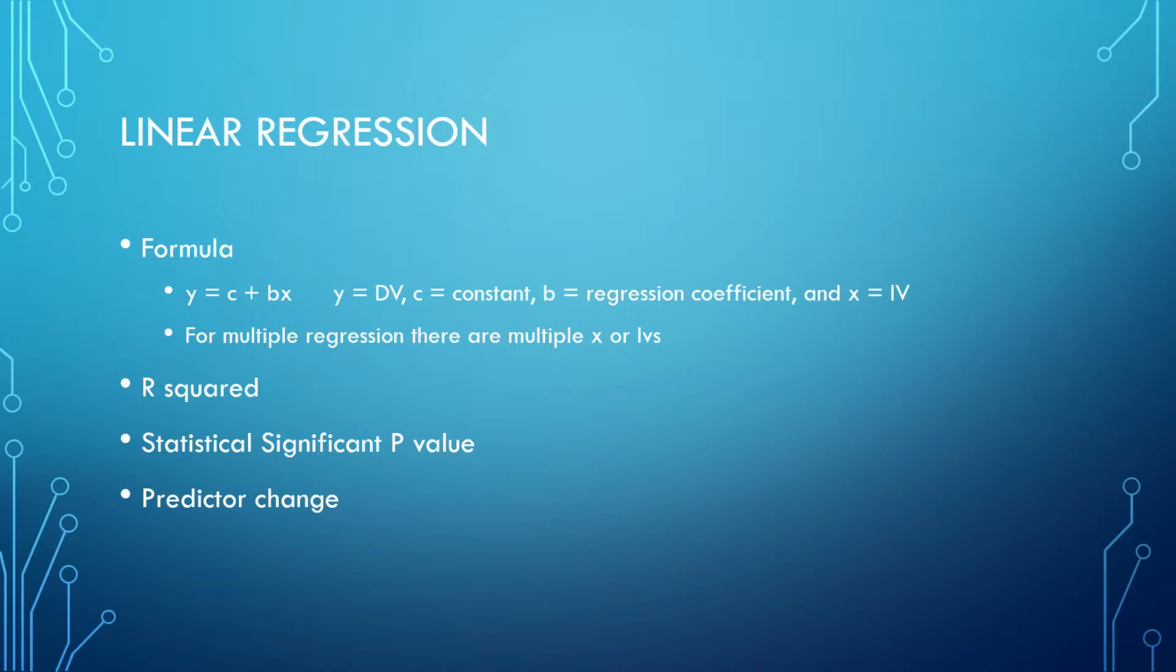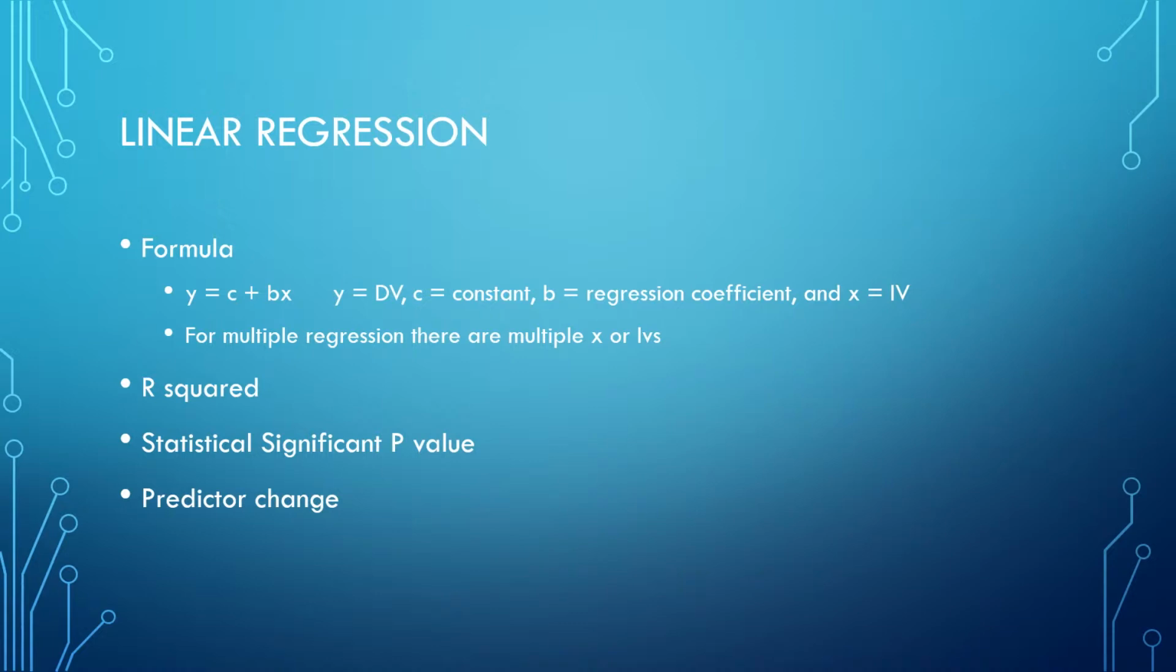The most important output scores that you will notice, you want to start off with your R squared. Your R squared is going to be the amount of variance of your dependent variable that can be explained by your independent variable or variables.